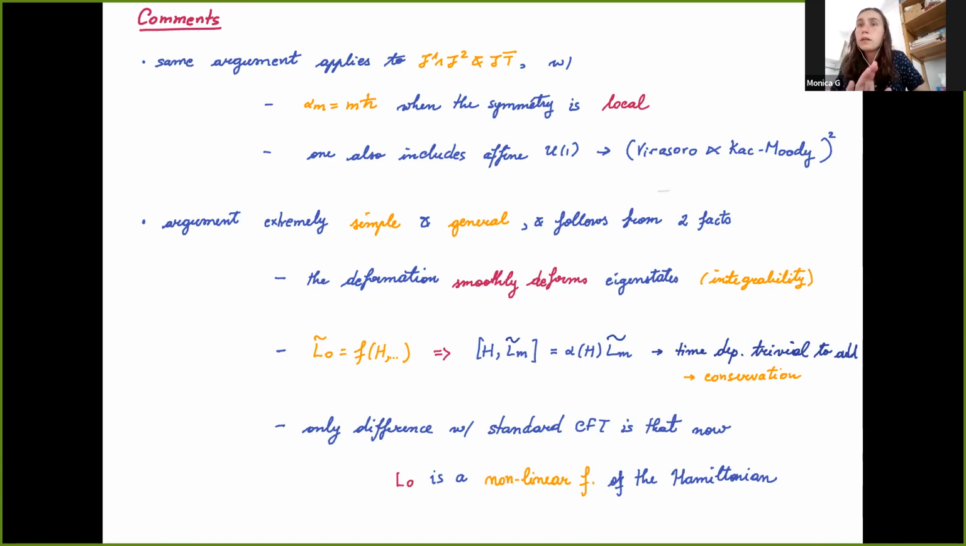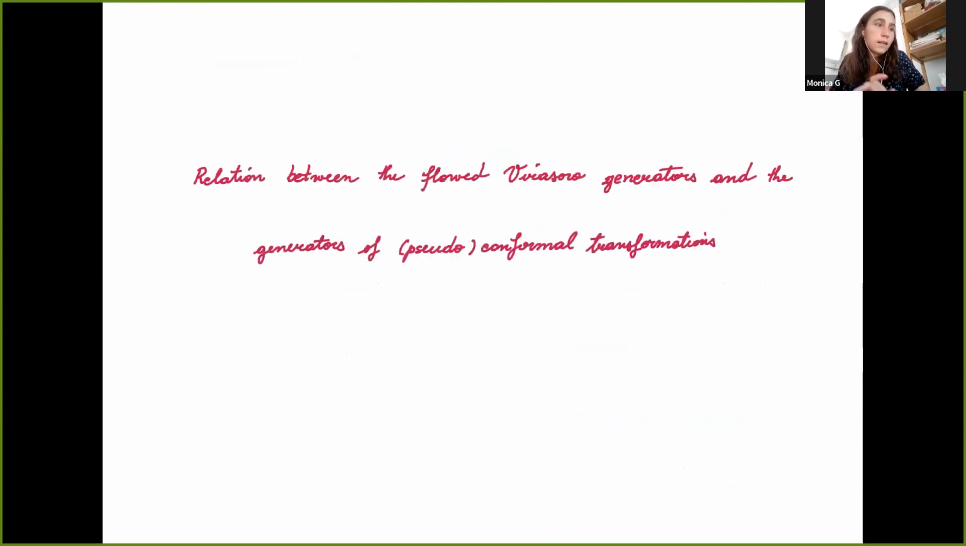Okay, so was it clear? Any questions about the argument? Okay, so assuming that the argument was clear, now I've given you an abstract argument that the theory has Virasoro symmetry, but you might ask, how is this Virasoro symmetry implemented at the level of conformal transformations or their generalizations? So this is what I'm going to talk about.